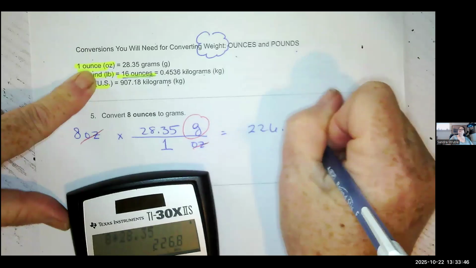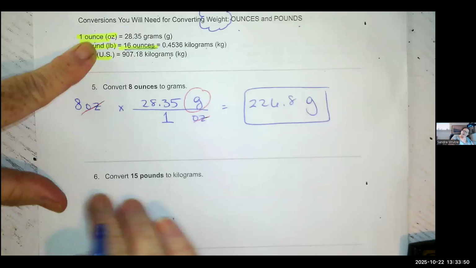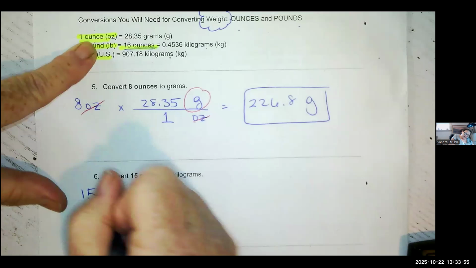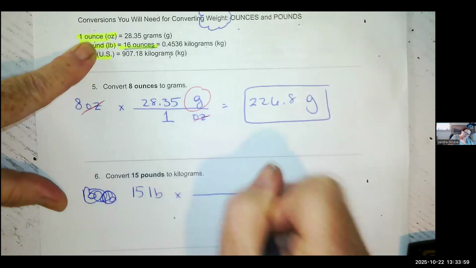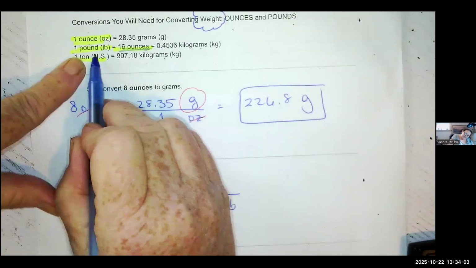All right, let's look at the next one. 15 pounds. So we're going to start with 15 pounds. That's an LB. 15 pounds times, we want to get rid of our pounds. Can we go straight from pounds to kilograms? Yes, we have a pound to kilogram right here.